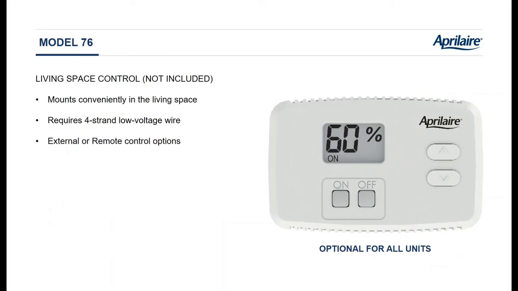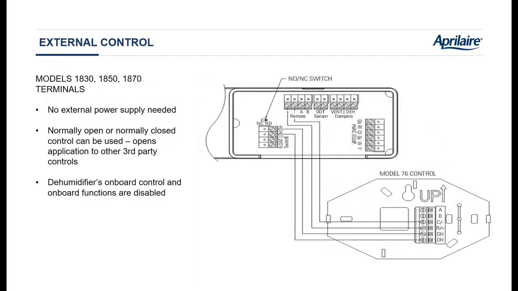The 76 can be used in external mode or remote mode. Remote mode does communication. It's the only thing that can do remote mode. Here's the wiring. Again, it depends on what product you're wiring in for external control. Two for power, two for control. Simple as that.